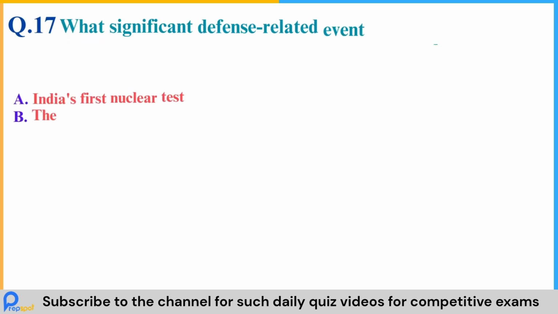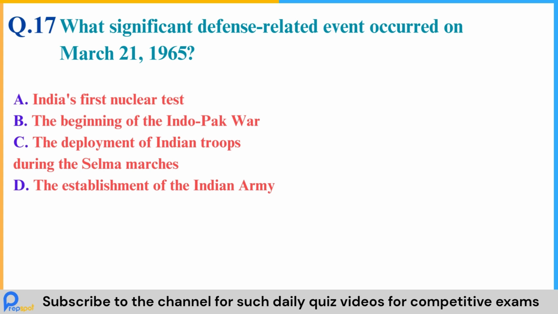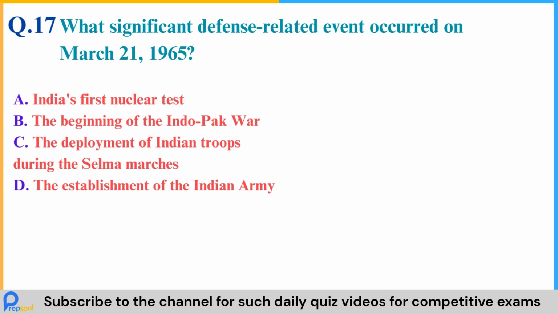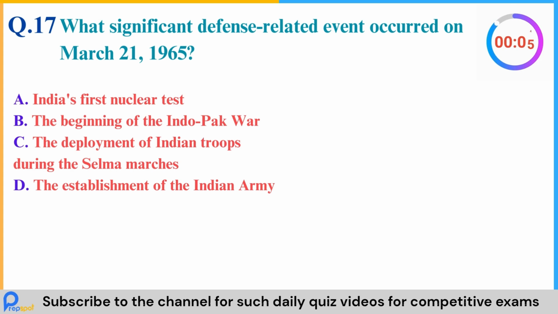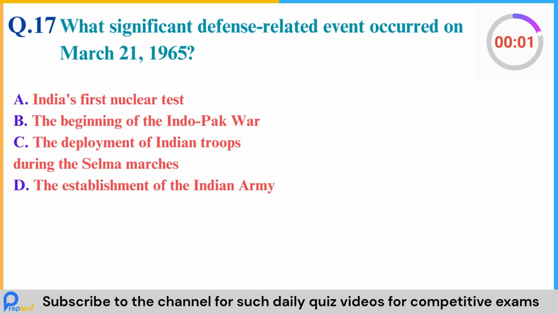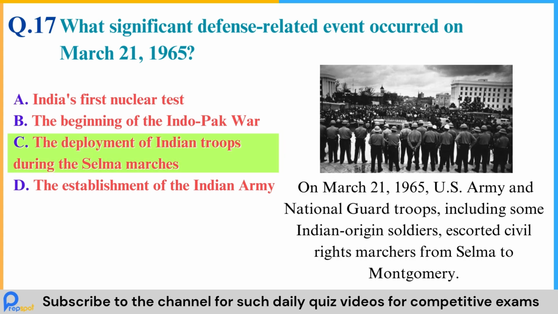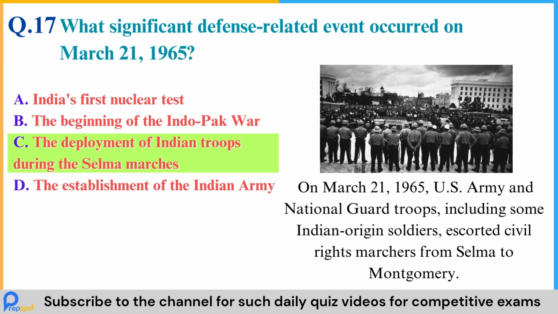Question 17. What significant defense-related event occurred on 21st March 1965? A. India's first nuclear test. B. The beginning of the Indo-Pak War. C. The deployment of Indian troops during the Selma marches. D. The establishment of the Indian Army. Answer: C. The deployment of Indian troops during the Selma marches.